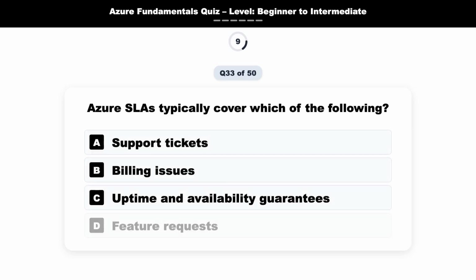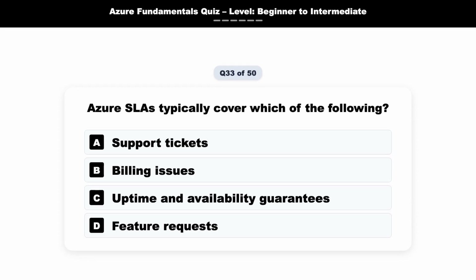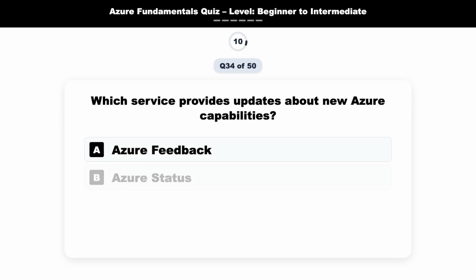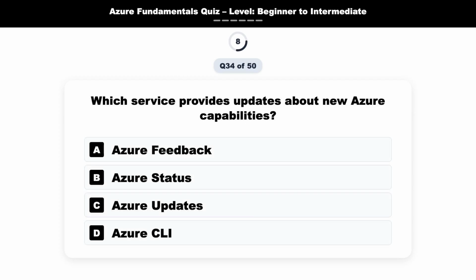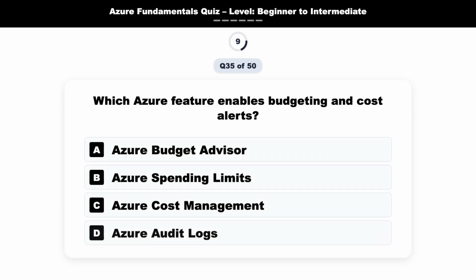Question 33. Azure SLAs typically cover which of the following? Question 34. Which service provides updates about new Azure capabilities? Question 35. Which Azure feature enables budgeting and cost alerts?